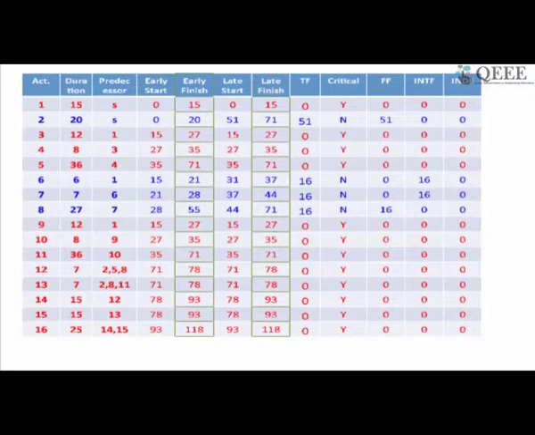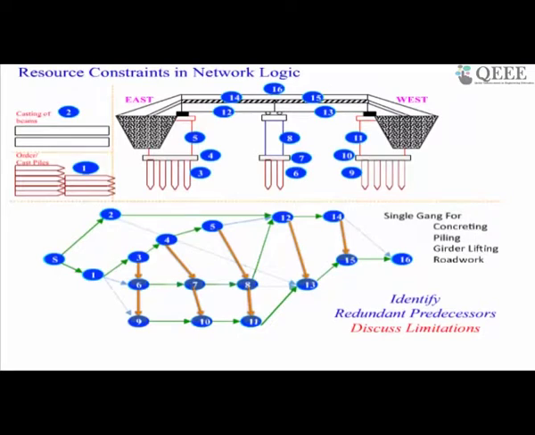So if I now include, and this is the answer we got, we got an early finish for the project of about 118. If I now include resource constraints, so I'm saying I have a single gang for concreting, piling, girder lifting and road work. I'm taking resources as my crew, or I'm just using a gang. The gang is coming with the equipment and everything else. I just have a single gang for each.